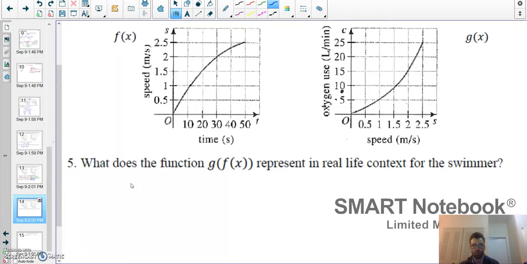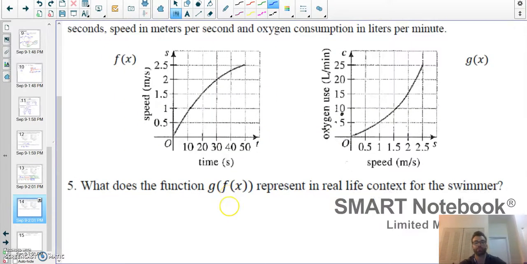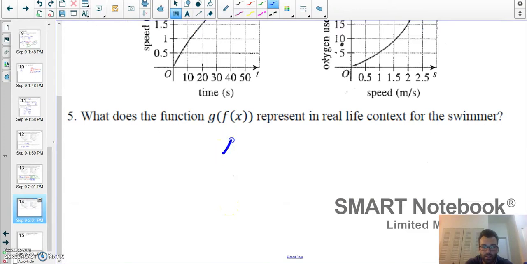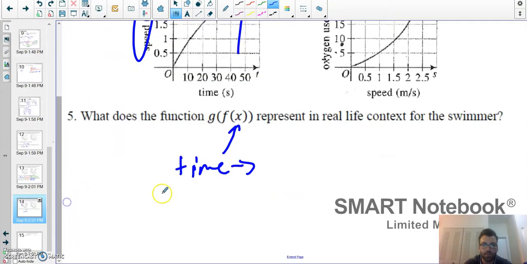So, again, let's do another question about this. What does the function g of f of x represent in a real-life context for a swimmer? All right, so where am I starting? Let's start from the inside out. When I input x, this x right here is time. When I apply my function f to time, my output is speed.